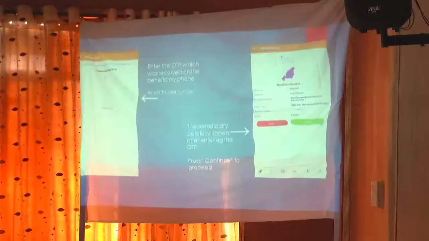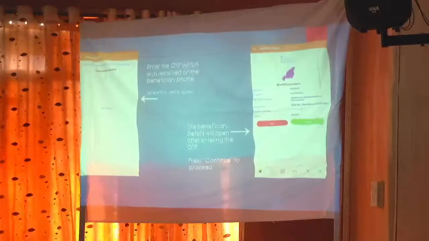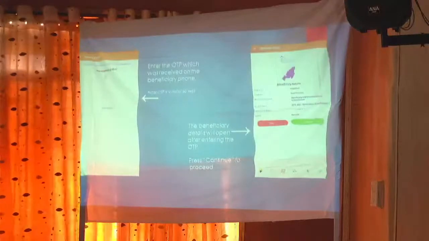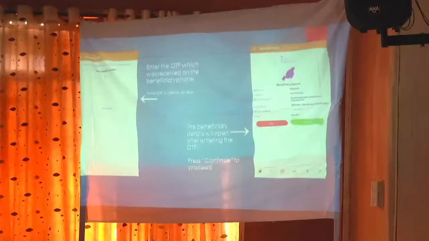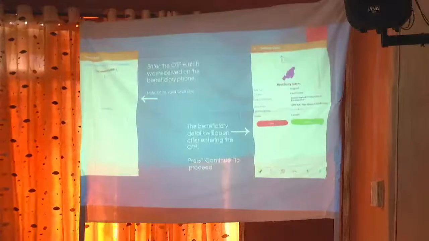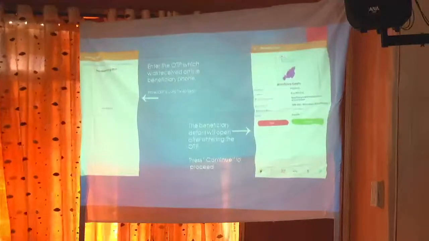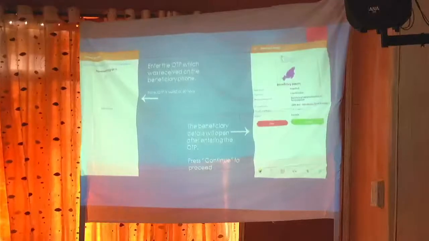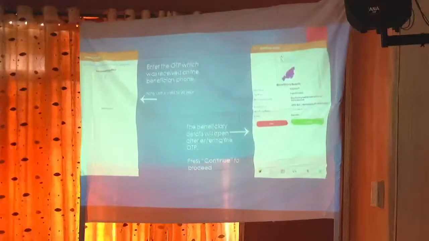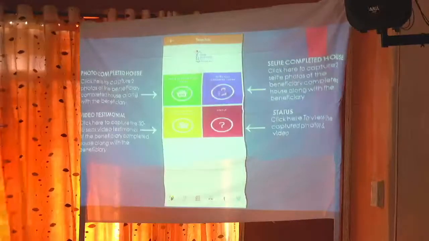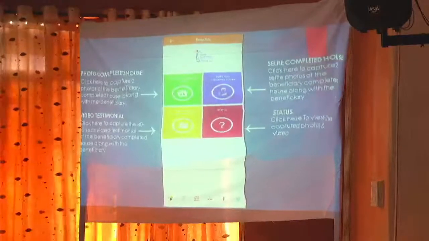After you submit the OTP, the next page will show the beneficiary details on the right hand side. If this is not the right beneficiary, then you can deny it, go back and start the process again. If that is the right beneficiary, click on continue. Once you click on continue, you'll see these four icons.